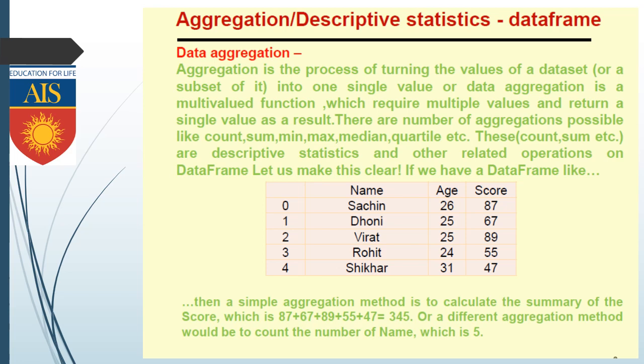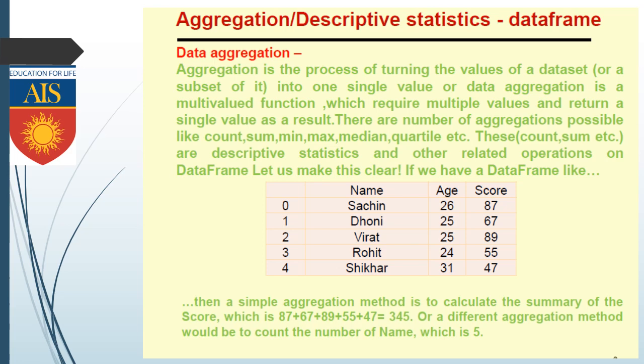Now, data aggregation. Aggregation is the process of turning the values of a data set into one single value. Data aggregation is a multi-valued function which requires multiple values and returns a single value as a result. There are a number of aggregations possible, like count, sum, mean, max, median, quartile, etc. These are descriptive statistics and other related operations on a data frame. Let us make this clear.